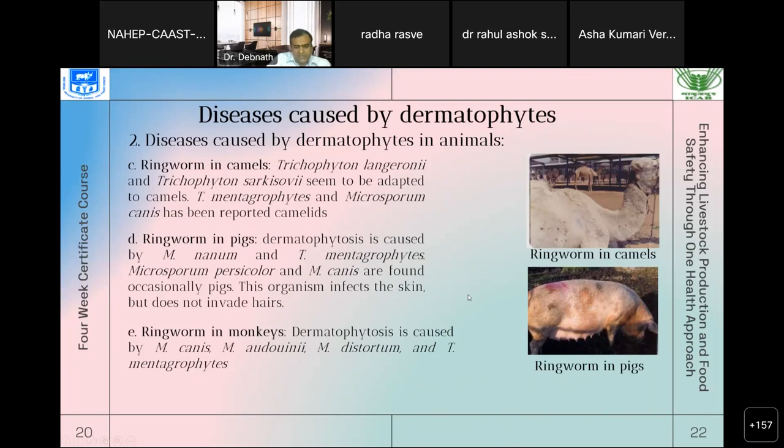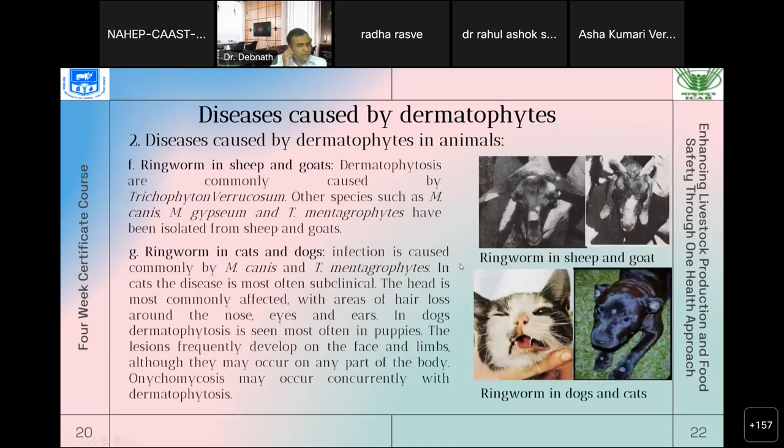In monkeys, like humans, they also suffer from the disease. In sheep and goats, mostly like cattle, Trichophyton verrucosum is the main species that produces disease. Dermatophytosis in cats is very important, because among all domestic, farm or pet animals, the cat is the only animal which asymptomatically carries this pathogen. They generally do not show much inflammatory reaction, but they are the usual carrier of the organism.